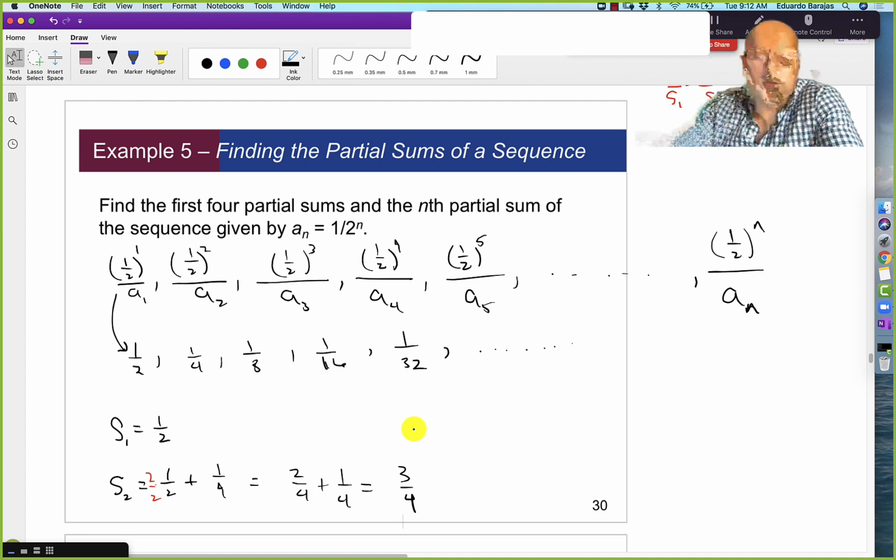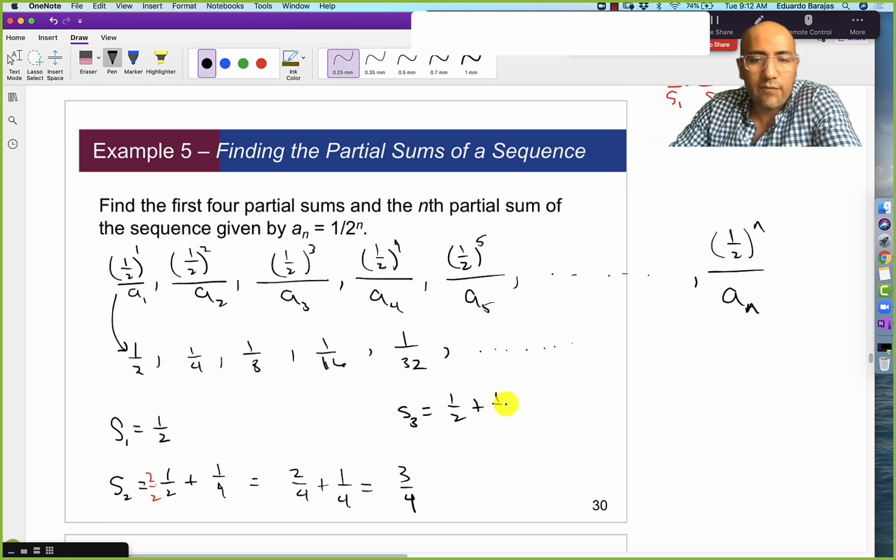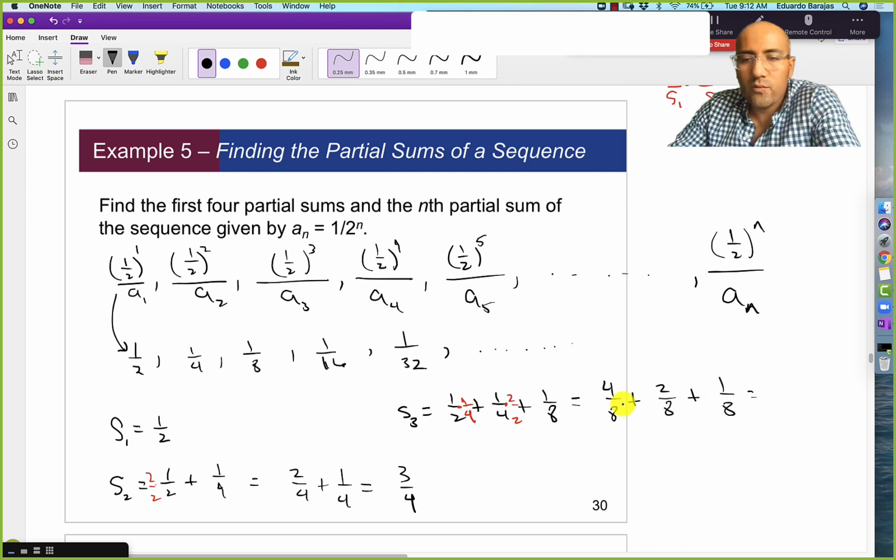The third one on my list is s sub 3, equal to 1/2 plus 1/4 plus 1/8. The common denominator is going to be 8, so let's multiply the 1/2 by 4 over 4 and the 1/4 by 2 over 2. We end up with 4 over 8 plus 2 over 8 plus 1 over 8, which gives me 7 over 8. Good. And then finally, the fourth one, to find the first four partial sums, is 1/2 plus 1/4 plus 1/8 plus 1/16.